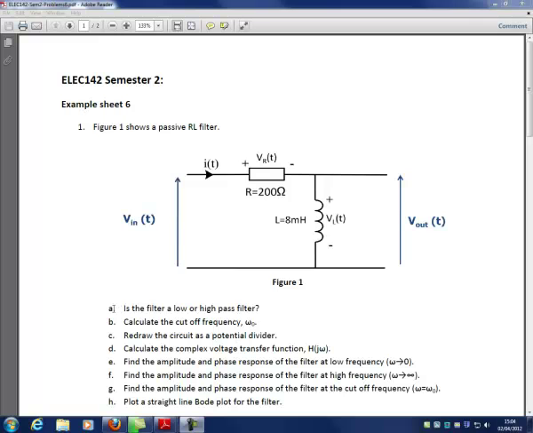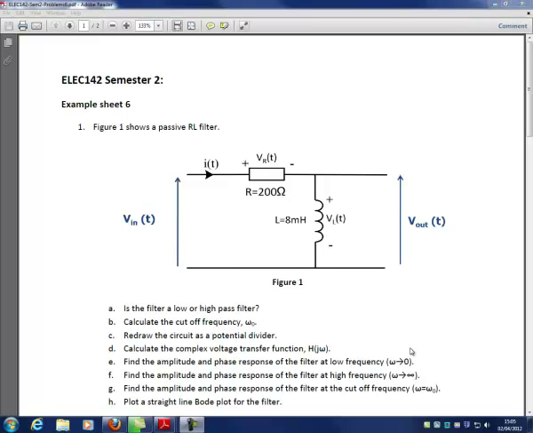So we're asked the following questions. A, is the filter a low or high pass filter? B, to calculate the cutoff frequency omega naught. C, to redraw the circuit as a potential divider. D, to calculate the complex voltage transfer function H of j omega. E, to find the amplitude and phase response for the filter at low frequency where omega tends to 0. F, to do the same where omega tends to infinity, so that's high frequency. Part G, to find what the amplitude response is at the cutoff frequency where omega is equal to omega naught. And then finally H, to plot a straight line Bode plot for the filter.